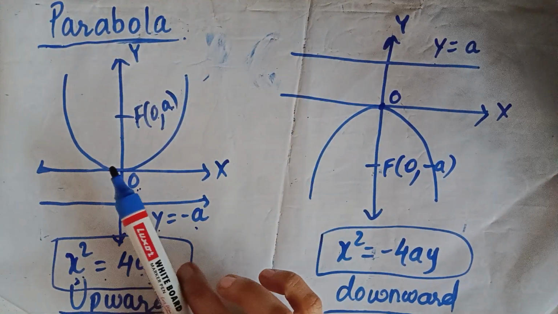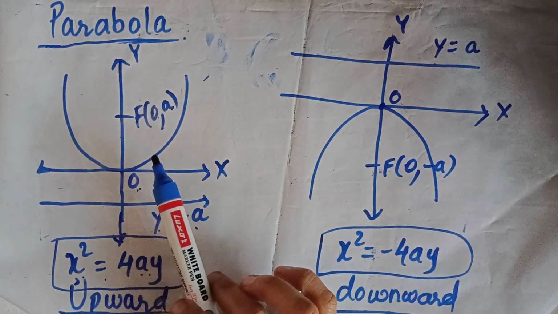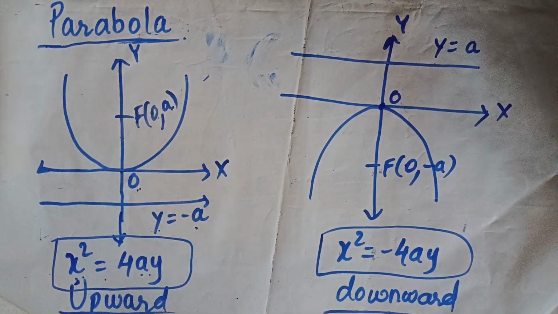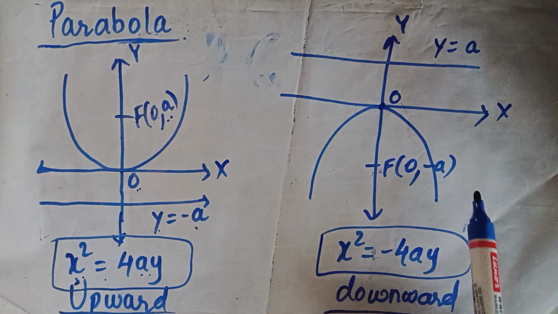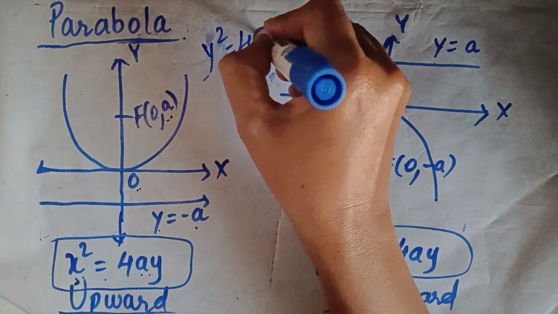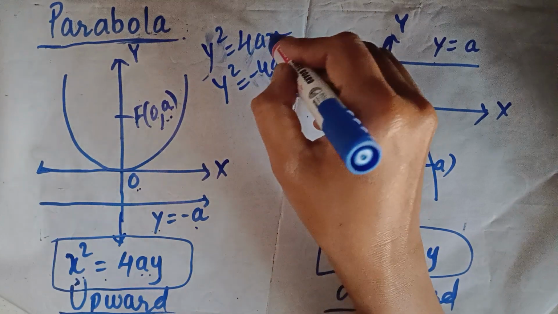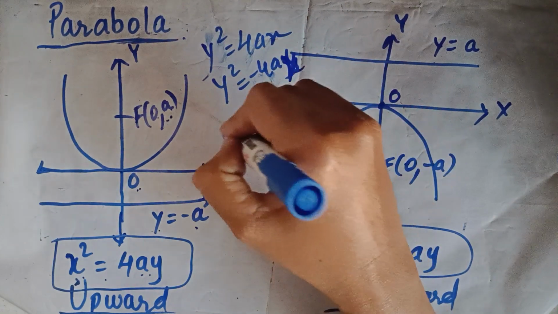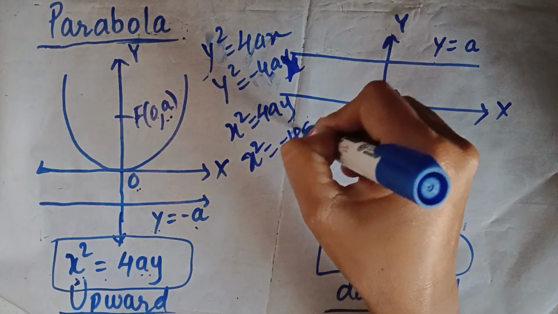When the axis of symmetry is along the y-axis, the parabola opens upwards if the coefficient of y is positive, and downwards if the coefficient of y is negative. So we have four standard equations of parabola: y square equal to 4ax, y square equal to minus 4ax, then x square equal to 4ay, and x square equal to minus 4ay.